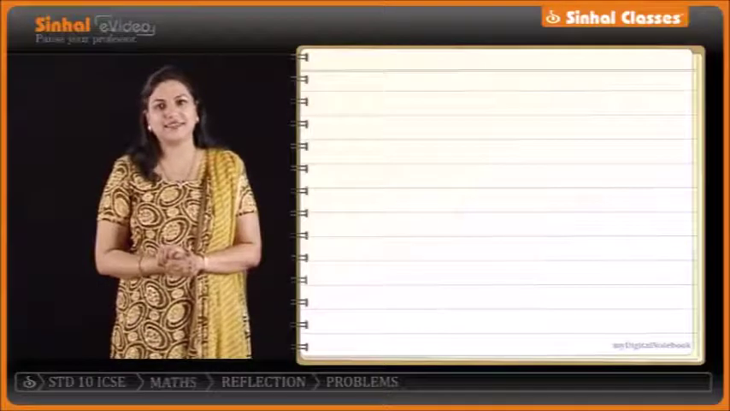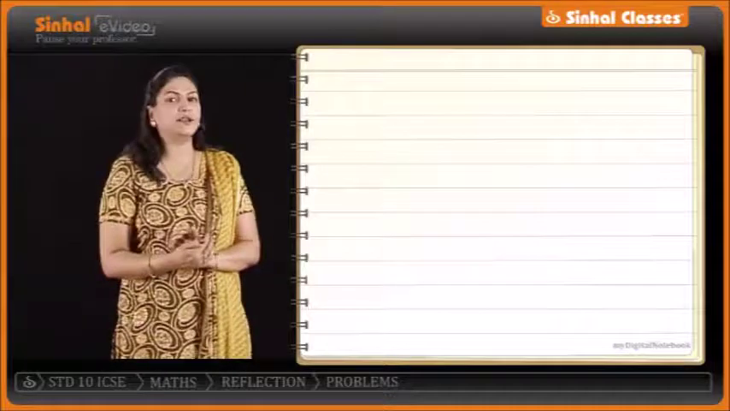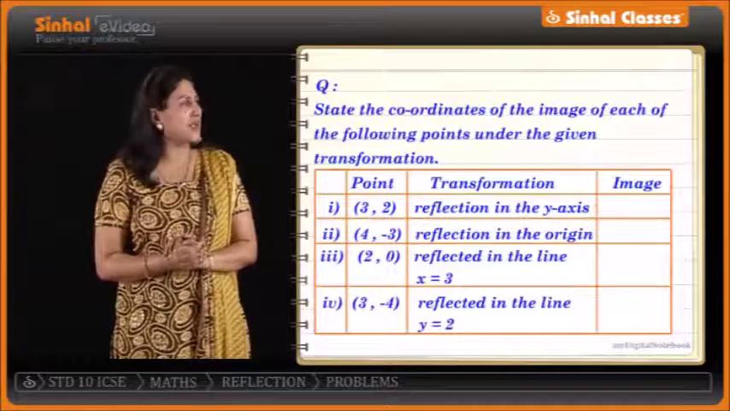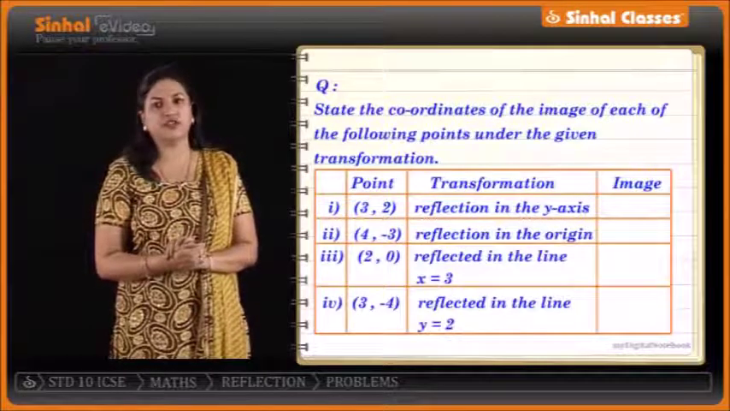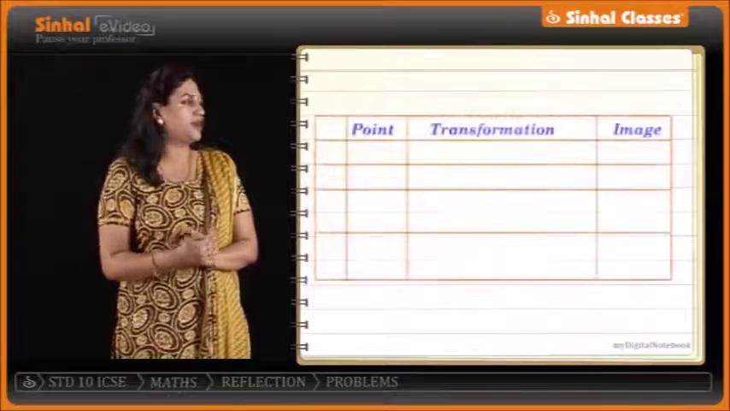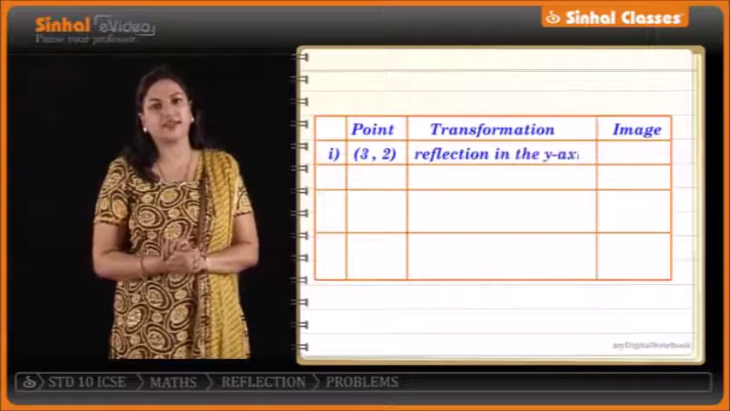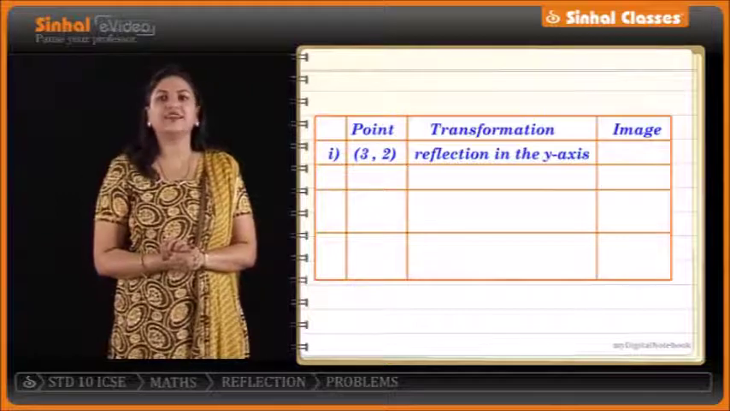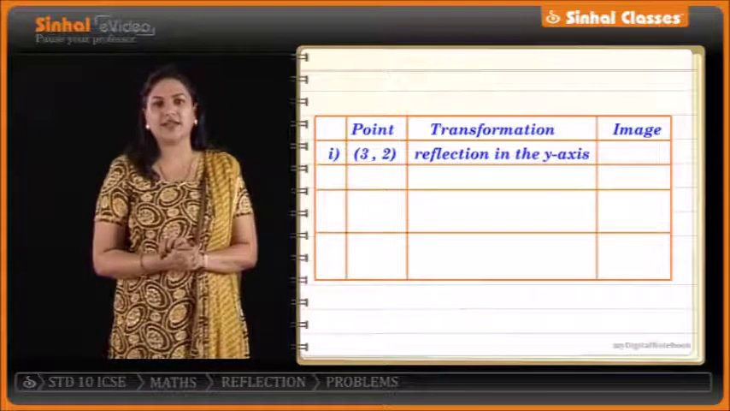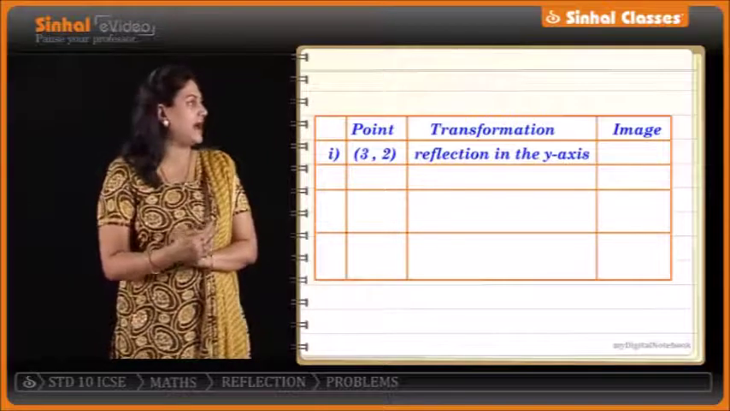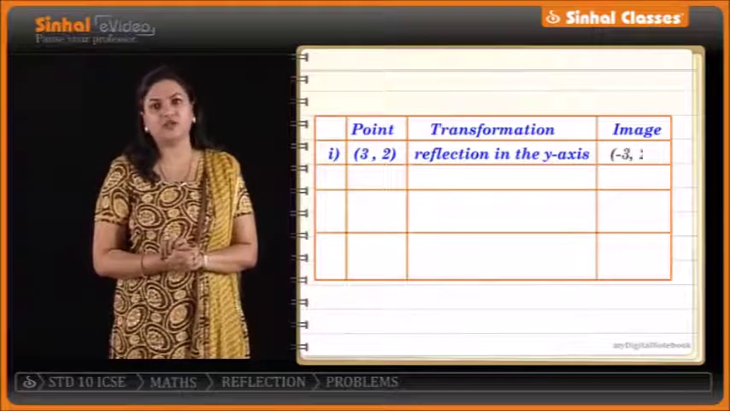Now let's consider the next problem. State the coordinates of the image of each of the following points under the given transformation. Now we have the first point 3, 2, and it is reflected in the y-axis. When this point is reflected in the y-axis, its x-coordinate sign will change and the y-coordinate remains the same. So after reflection, we'll get the new point as -3, 2.